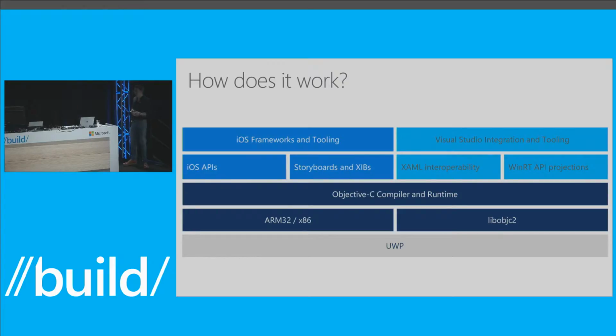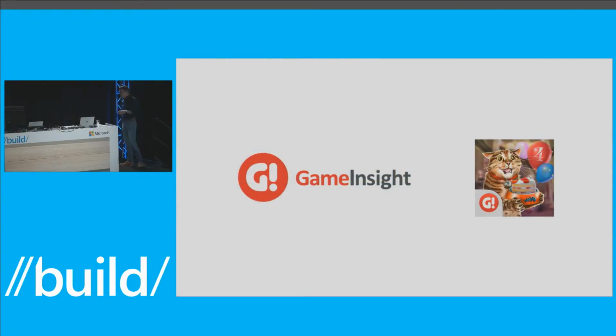Now, the cool part about that is the bridge is a bolt-on SDK, so you can use as much or as little of any of this as you want to. If you want to swap out all your UIKit controls for XAML controls, you can do that. If you want to mix and match, you can do that. If you want to tie into Cortana, you can do that. So let's take a look at a real-world example of what this actually looks like.